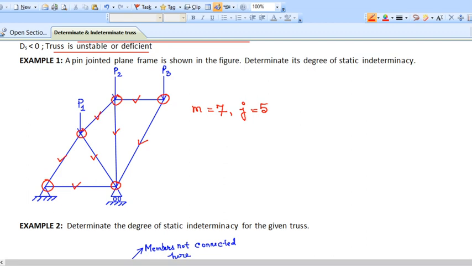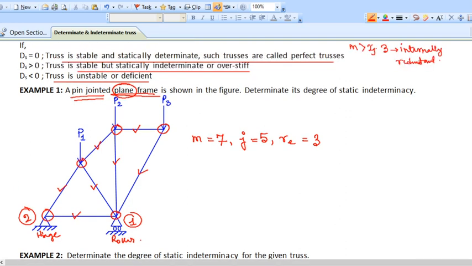Now let us look at the number of reaction forces or external reactions. Since this is a hinge support and this is a roller support, and it has been written here that it's a plane frame, a pin jointed plane frame, that means a plane truss, right? So it's 2D. We know for a hinge there will be 2 reaction forces and for a roller there will be 1 reaction force. The total external reactions will be 2 plus 1, which is 3.